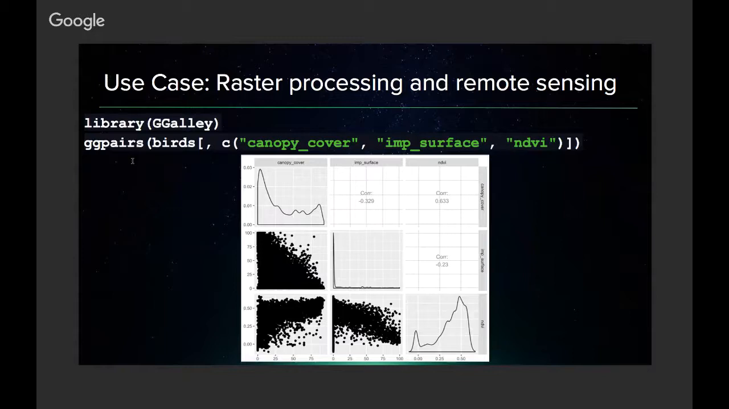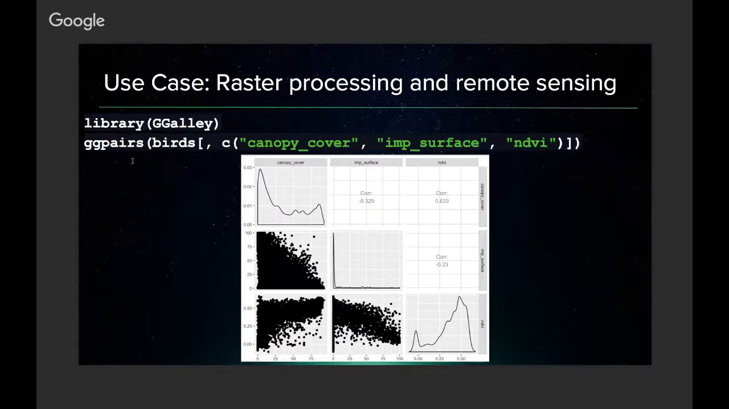I want to know the relationship between canopy cover, impervious surface, and NDVI. NDVI is a vegetation index that, if you're not familiar with remote sensing, is sort of a proxy for vegetation health. So these are crappy correlations, and I'm sure yours would be better, but just as an example of some things you can do that aren't super hard.